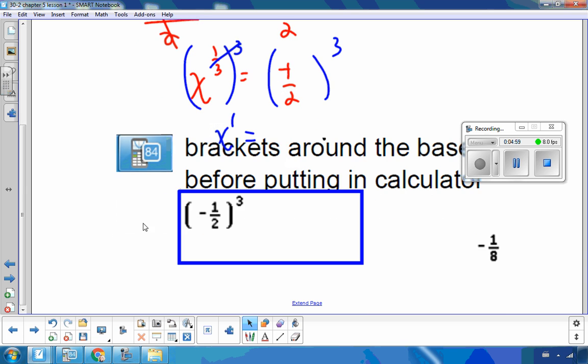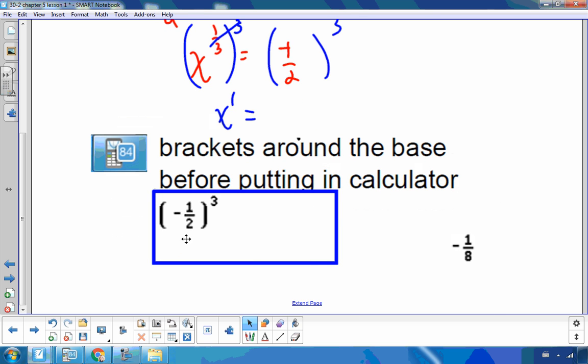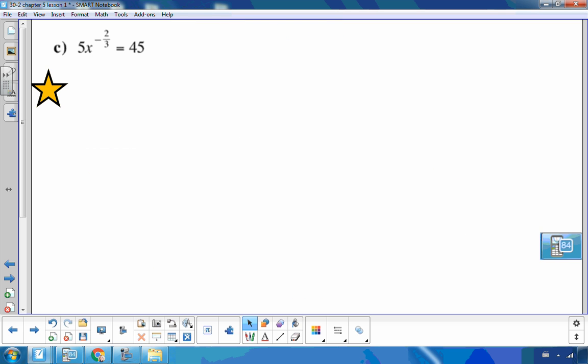So putting that into my calculator, brackets around my base before putting it in, (-1/2)^3 equals -1/8. This is especially important if our exponent is an even number, because if you don't have brackets around it, it would not give you the correct answer. But let's just put brackets around every base.